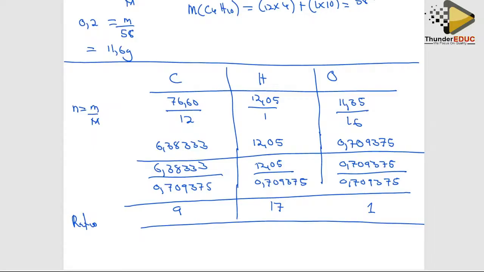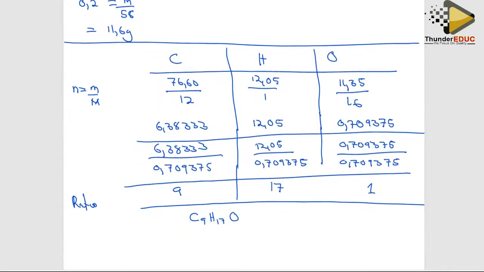Then in terms of the empirical formula, it means my carbon, I'm having 9 carbons. Then my hydrogens, I'm going to have 17. Then lastly, my oxygen, I'm only having 1. So this is what I'm going to get in terms of that question there.